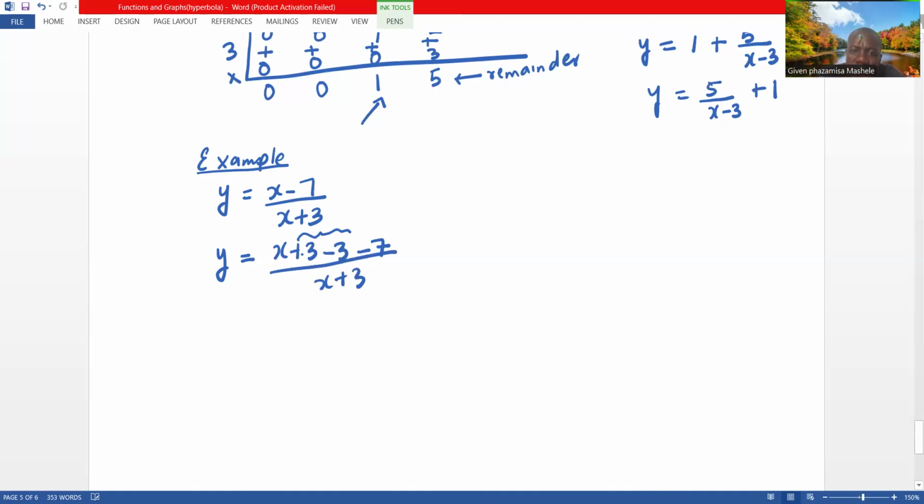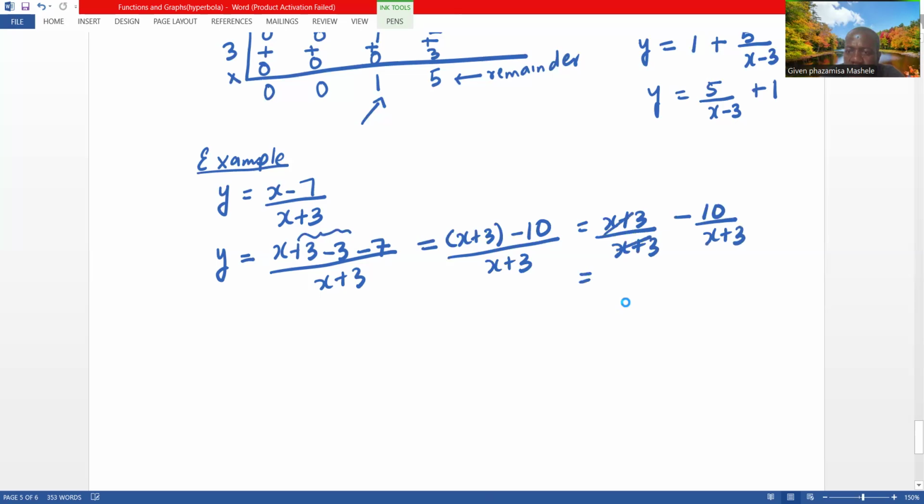So now I have to group the one I want. It's x plus 3 is what I want. What is minus 3 minus 7? It is minus 10 divided by x plus 3. Let's do the division. x plus 3 divided by x plus 3, minus 10 divided by x plus 3. Let's rewrite this. This would be 1. So you're going to have minus 10 divided by x plus 3 plus 1. There are many ways to skin a cat.